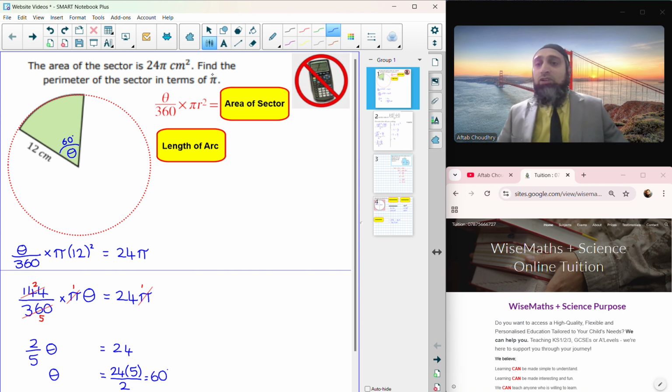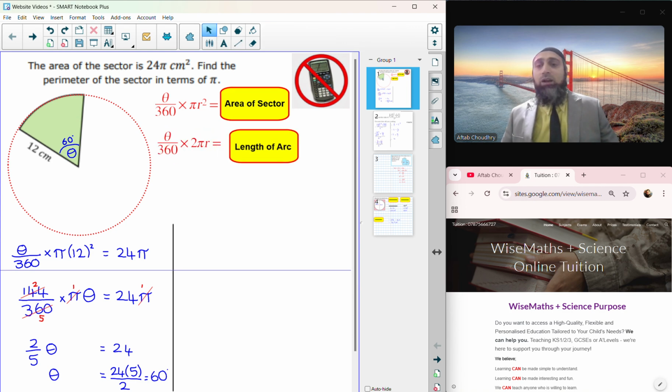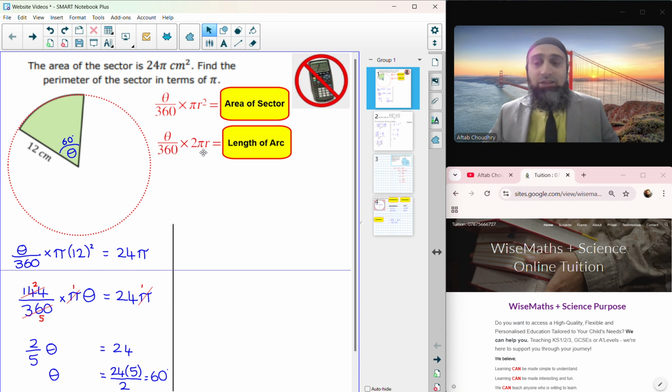Now to carry on with the question, it says find the perimeter of the sector in terms of pi. Let's create a little margin over here. To work out the length of the arc, there are actually 2 formulas for this. You can either use theta over 360 multiplied by 2 times pi times r, or alternatively theta over 360 multiplied by pi times diameter, because diameter equals 2 lots of radius. Either way, for the radius we're going to use this formula.